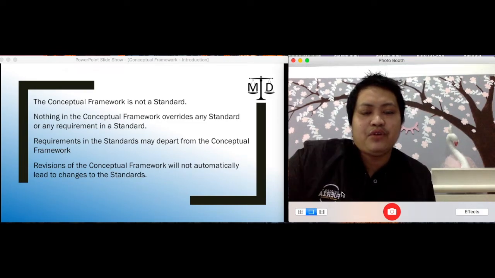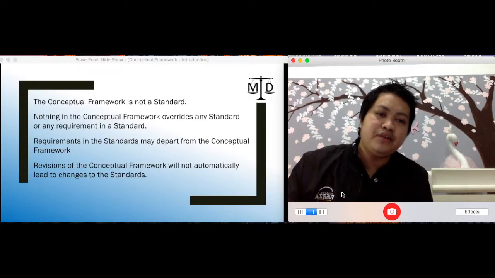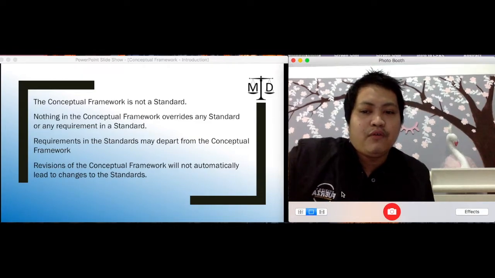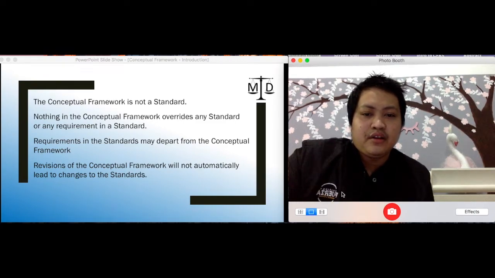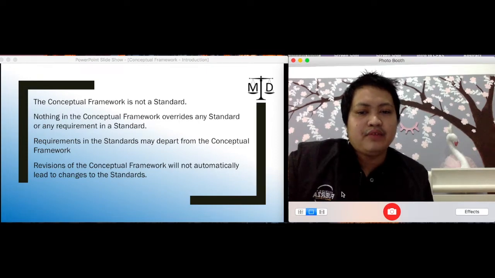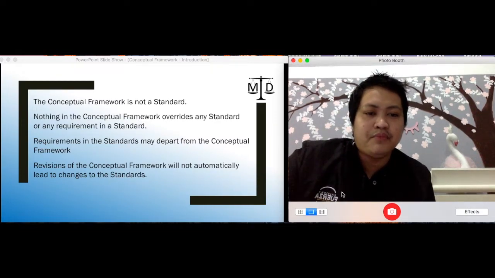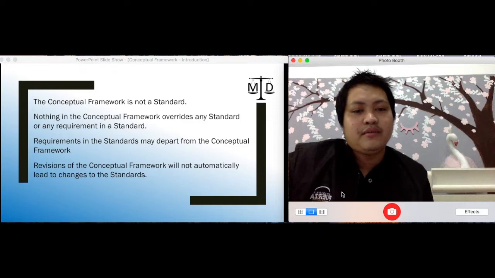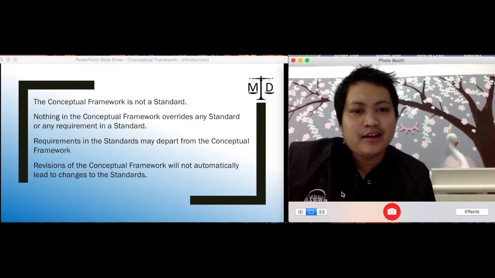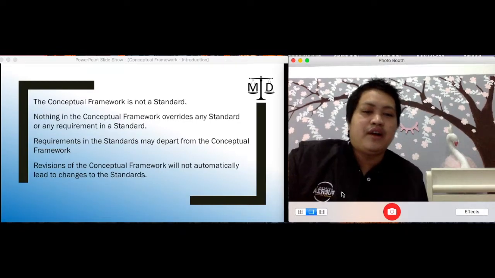So again, it's very easy for you to commit a mistake from this statement because you can say, if the standards are based on the framework, then there should be no reason for a standard to depart from the framework. But again, the explanation there is the principles laid out in the framework may be too general that if they are to be applied for specific events or transactions, useful financial information may no longer be achieved. The overriding criteria here is whether or not we can develop useful financial information. That should be the overriding criteria.